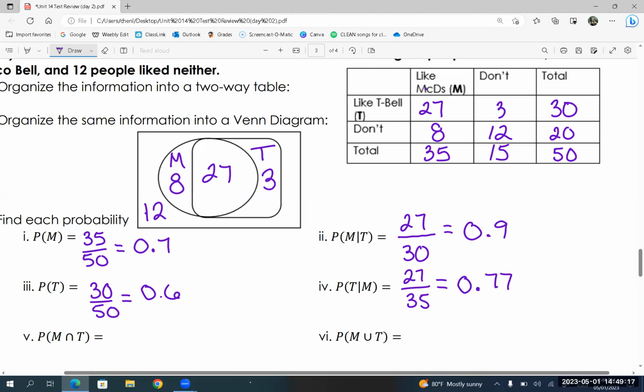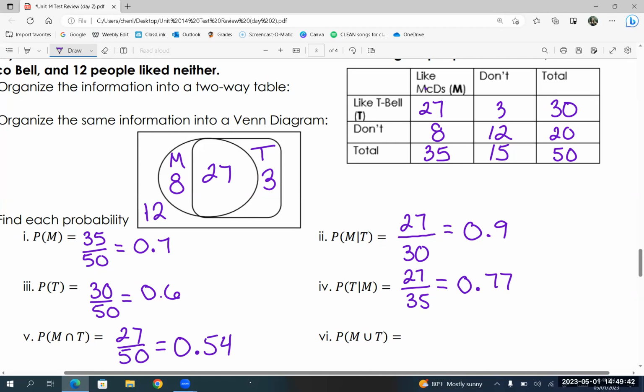Okay, number 5, the probability that they like McDonald's and Taco Bell. Well, that's the intersection of our Venn diagram. So that would be 27 out of the 50 people surveyed. So 27 out of 50 is equal to 0.54.